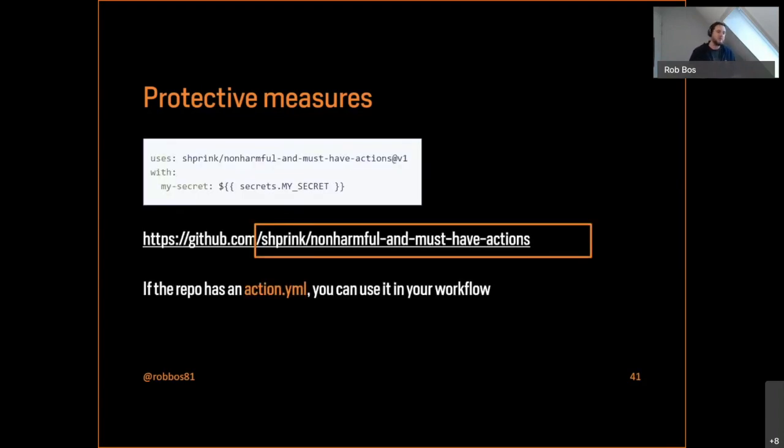Well, some protective measures then. Going back to the URL, it's just the name of the action and repository. This is an example of a user who created a totally non-harmful must-have action, of course. If it has an action.yaml, you can use it in your workflow using the direct URL. This one is not on the marketplace. You can see that it wants to have your secret, and you can guess what it does. In this case, it's benevolent. It will log the secret with spaces after each character. And it's an example that you can just pull in any code from the internet and use it in your workflow.